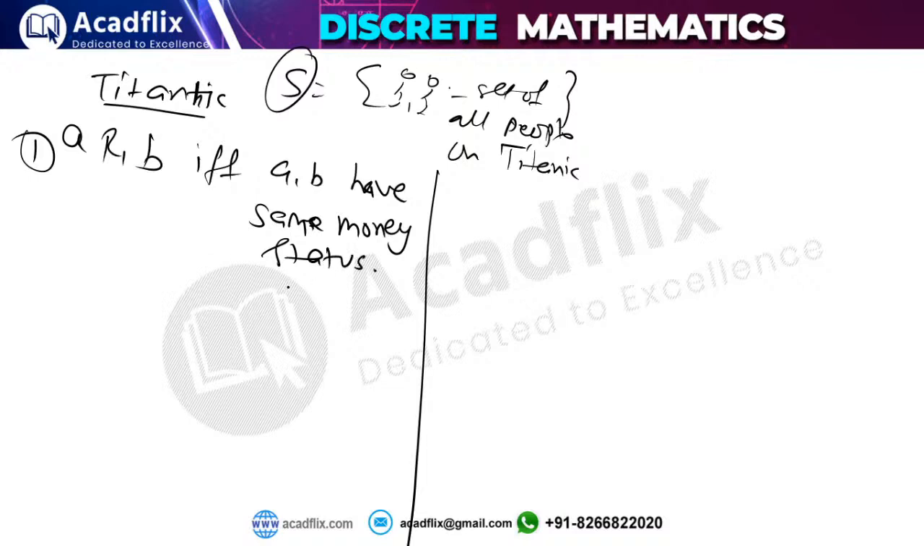Basically, let's assume that there are three money statuses: poor, middle class, rich. Of course, in real life there are many different money statuses, even within the middle class there are rich, middle class and poor. Now this is the relation we have defined. A R1 B means A is related to B if and only if A and B have the same money status. Tell me, is this an equivalence relation?